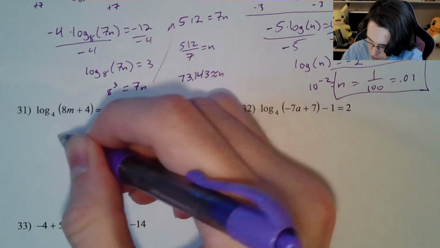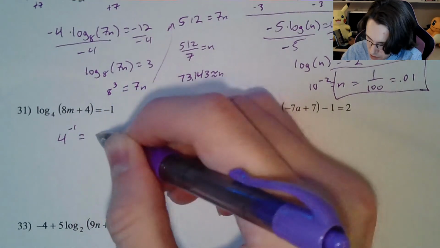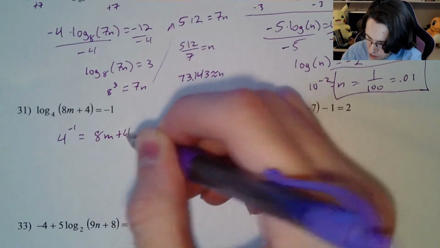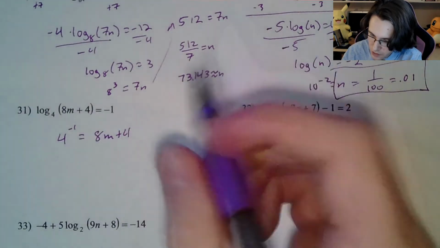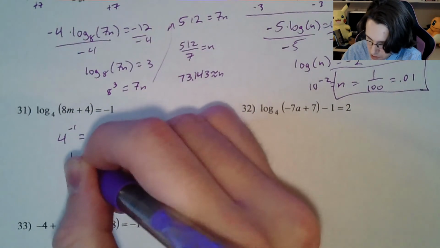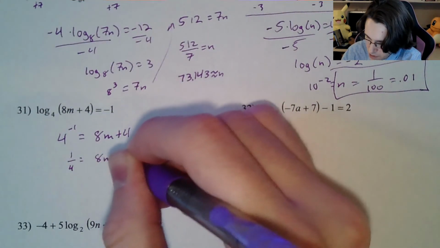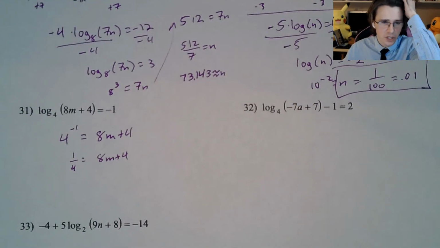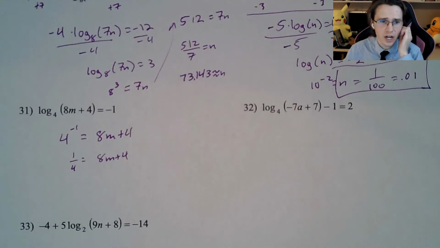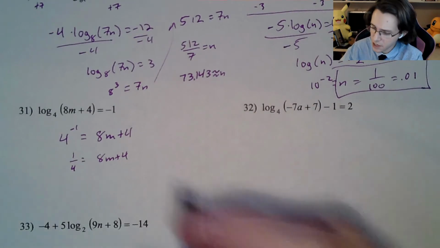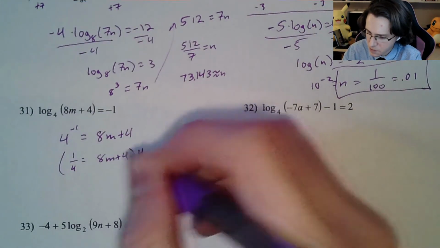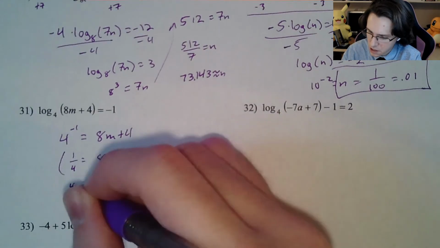Totally doable. So we have 4 to the -1 is equal to 8m plus 4 here, just still with that log loop. 4 to the -1 is a fourth. So there we go, that fourth. Now we got to solve this equation. I personally recommend getting rid of fractions immediately because fractions are not fun. So we're going to multiply everything by 4, just get no more fractions at all.